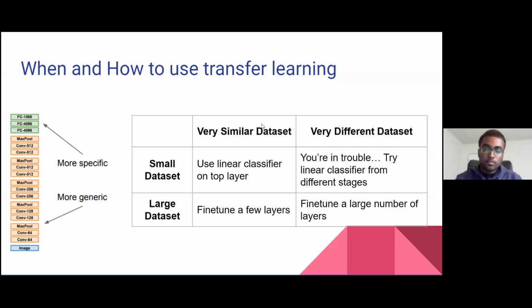But if your dataset is small and your dataset probability distribution is different from the training data of the model, then you are in trouble, and you have to see how to use maybe a linear classifier on the earlier layers, because in that case the earlier layers have general features which could be applicable to your dataset as well. But if you use a linear classifier on the later layers, then it will not be possible, because those features are more specific to the source domain dataset.